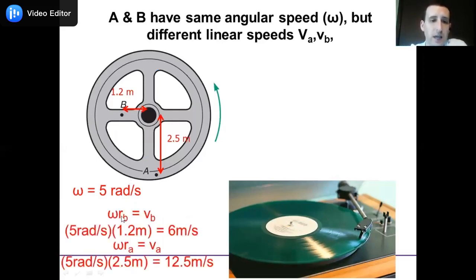So what we see is that for B, it's going to be omega r equals the velocity, linear velocity of B. So omega is 5, the radius is 1.2, so we multiply those together, we get 6 meters per second. So the linear velocity of B, the distance it's covering per time as it goes around the circle, is 6 meters per second. But for A, at his greater radius, it's going to be omega times the radius of A equals the velocity of A. Okay, same equation, just plugging in the values for B versus the values for A. So it's 5 radians times 2.5, so it's 12.5 meters per second instead of 6 meters per second. So you're covering a greater distance in the same amount of time.